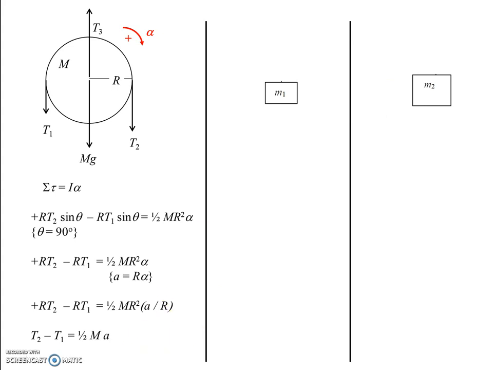Let's start with M1. Of course, we have weight pointing straight down and tension pointing straight up. Who is winning? Well, we know that M1 is going to lose in the overall rotation of the pulley, so M1 is going to be moving up and accelerating up. So we know, of course, T1 is going to be larger than M1G.